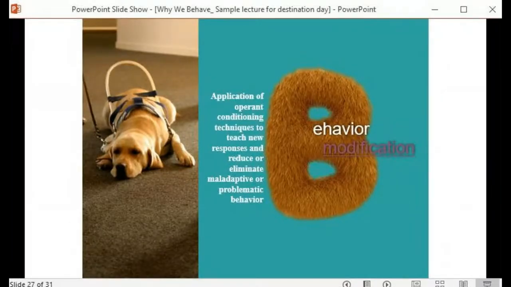So other applications of operant conditioning, and in my class we would talk a little bit more about this, but I don't know if any of you have heard of applied behavioral analysis.